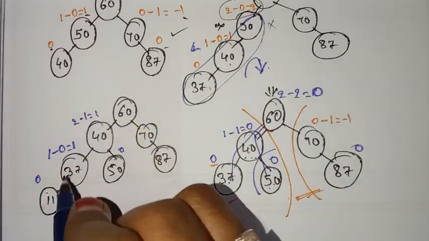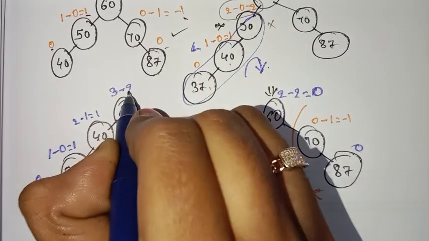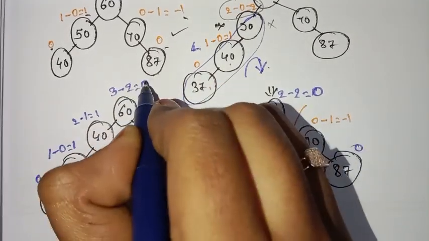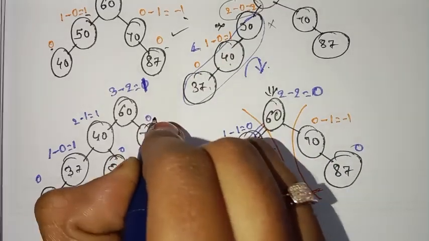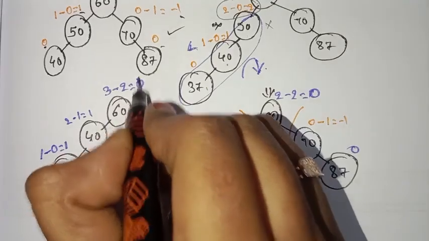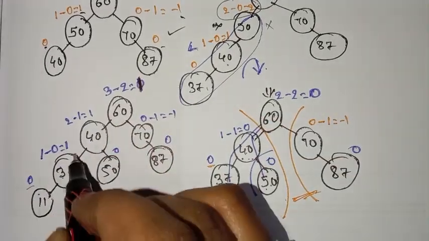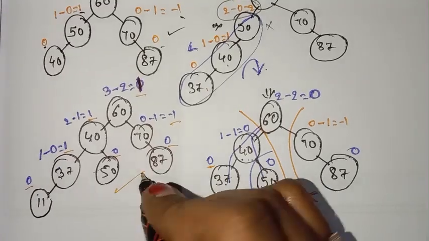See here for this, 1, 2, 3. 3 left subtrees and 1, 2. 2 right subtrees. Sorry, it is a 1. Actually 1. See here for this 0, and here 0 minus 1, minus 1. So if you check here 1 it is. So everywhere all are satisfying the balancing factors. So this is also the height balanced tree.